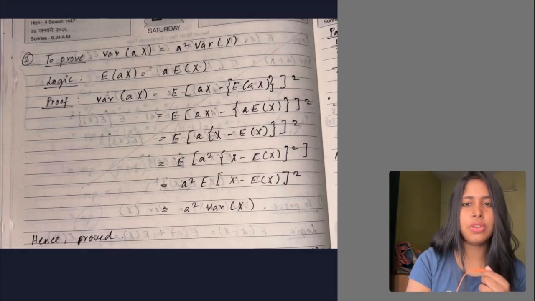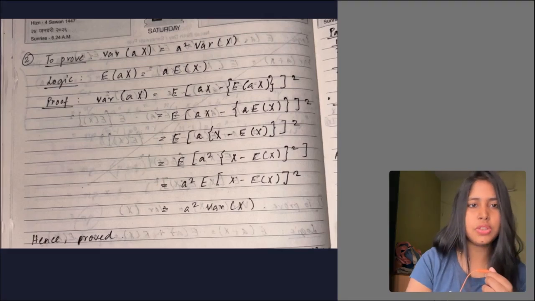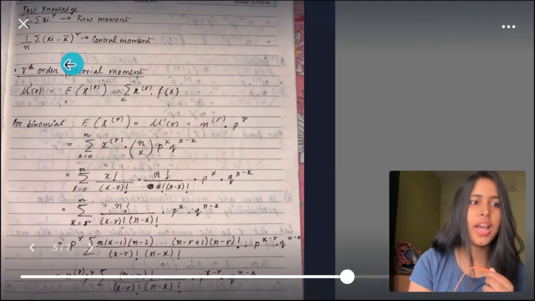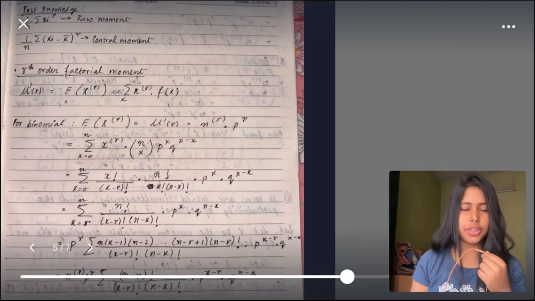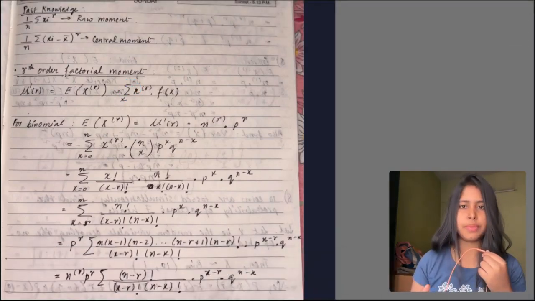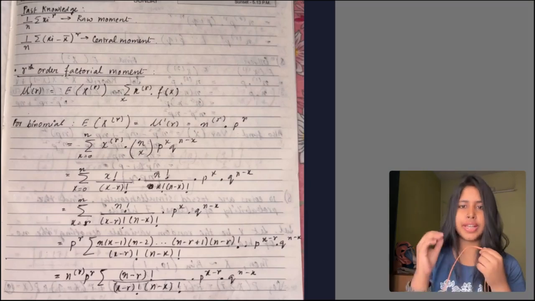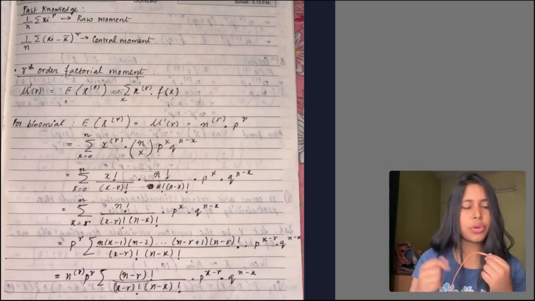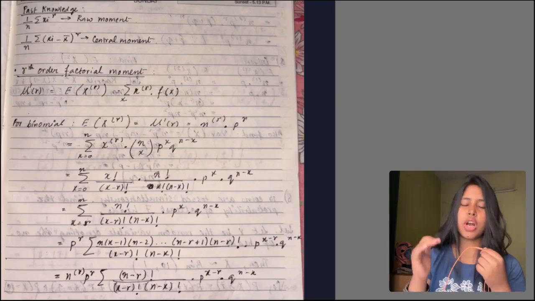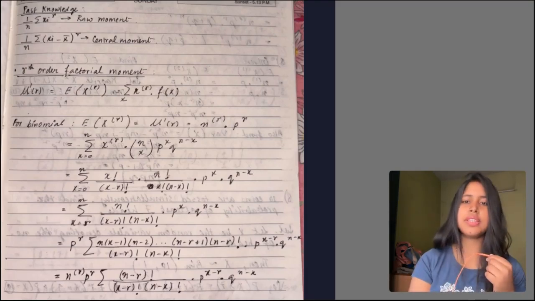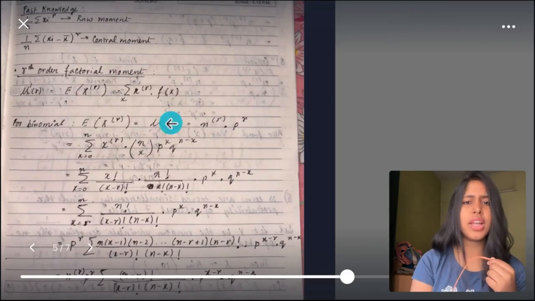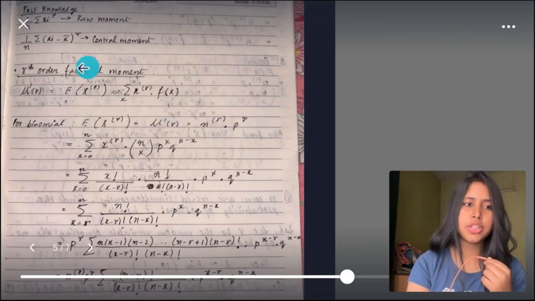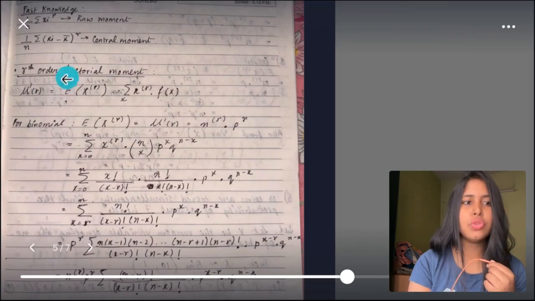Now let us talk about the next topic, which is the rth factorial moment. Yes, the rth order factorial moment. From earlier classes, we already know the raw moments formula. It is 1 by n summation of xi to the power r. And what is the central moments formula? It is 1 by n summation of xi minus x bar to the power r.